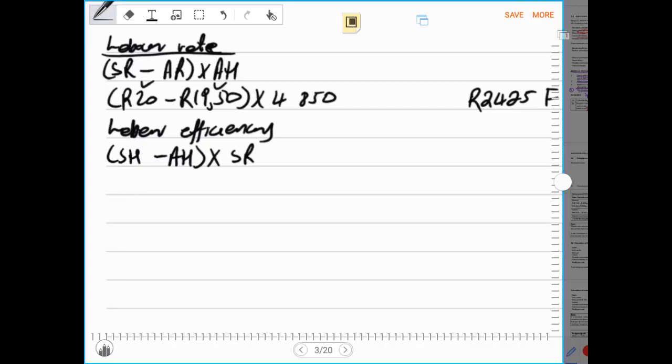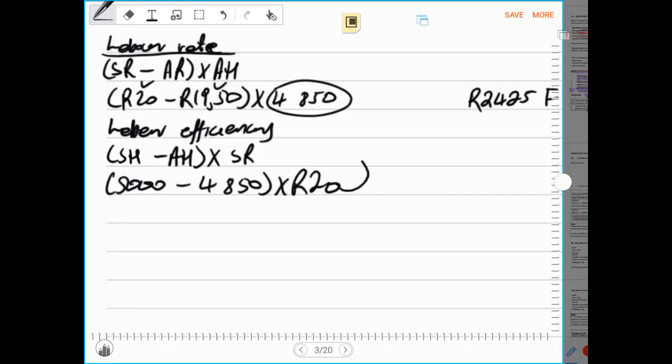Then I compare that with the actual. I have 5,000 minus actual hours. We have already seen that is 4,850. Times this by the standard rate per hour. Our standard rate per hour, remember, is 20 rand. That was our standard rate, which was 10 rand divided by 0.5. That's where that 20 rand is coming from.